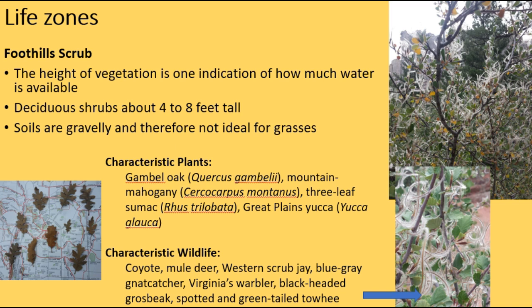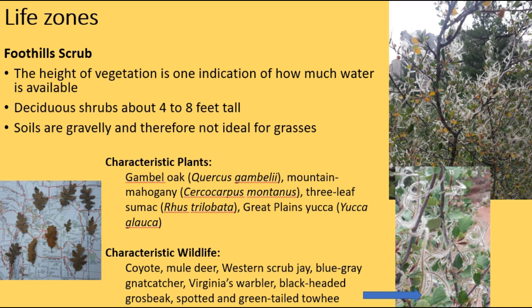Another life zone that's present in the garden is the Foothills Scrub. Here the slopes are a little steeper. We have a bit more moisture supporting these woody species. These deciduous shrubs are about 4 to 8 feet tall. The soils are gravelly, and it's much better for grasses to live in a smaller particle-sized soil.